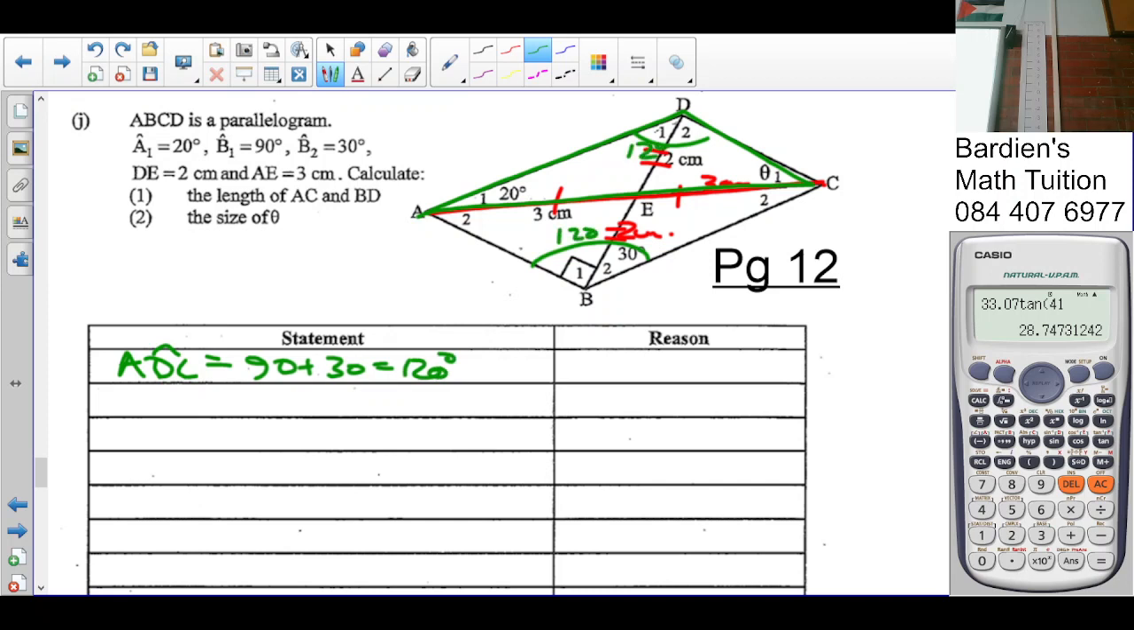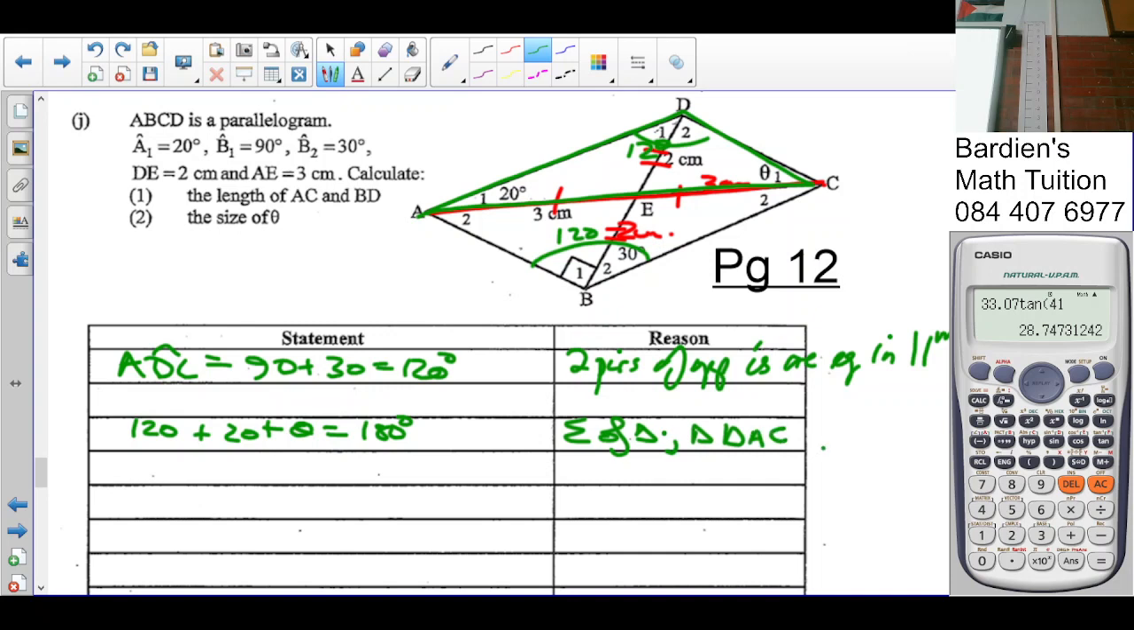Why is that angle equal? Who can tell me? Two pairs of opposite angles are equal in a parallelogram. So now what can we say? That 120 plus 20 plus theta equals 180. Why? Sum of angles of a triangle, in this triangle DAC. So theta is going to give you 40 degrees.